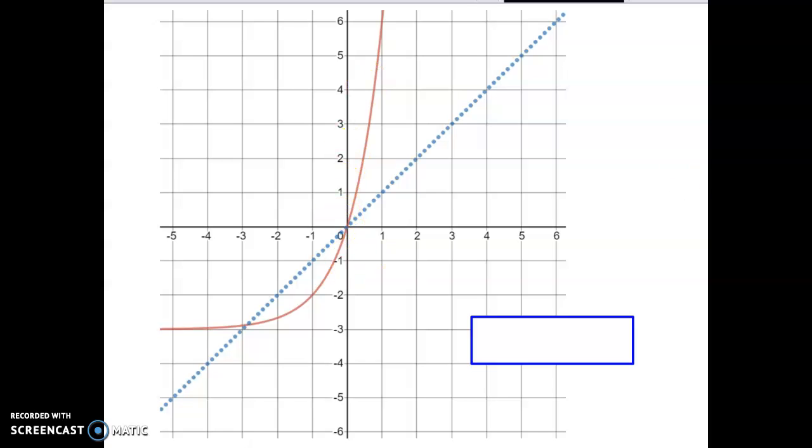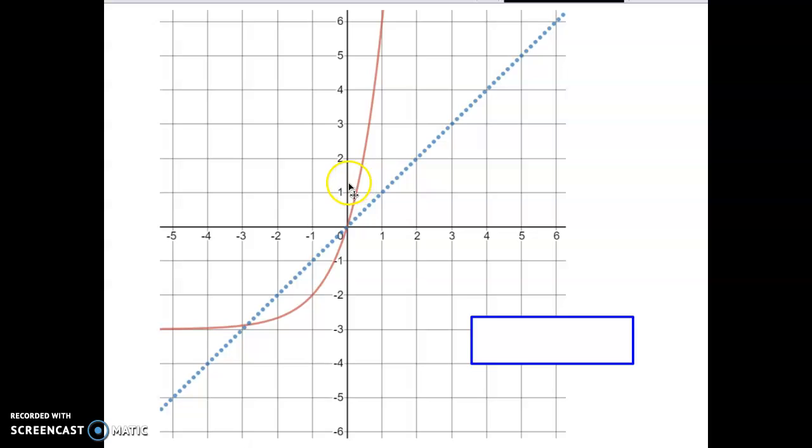So I've got a to the x, and I know that my a is bigger than 1 because it's growth. And here's my asymptote down here at -3, right? Remember, our technology can't actually show you the asymptote very well. My asymptote is here at -3, which means I moved my whole graph down 3.